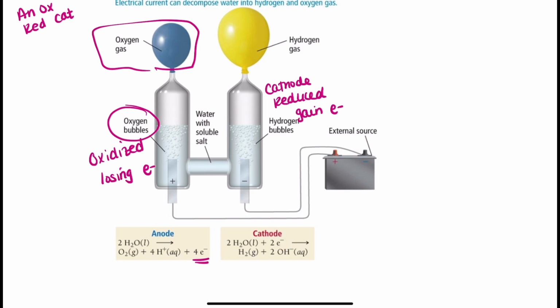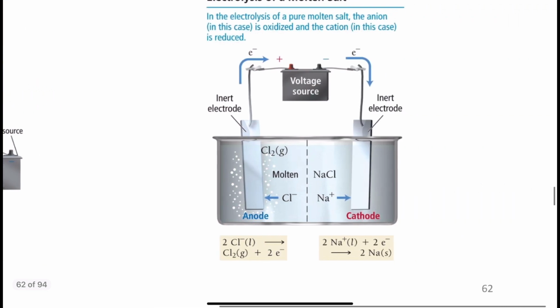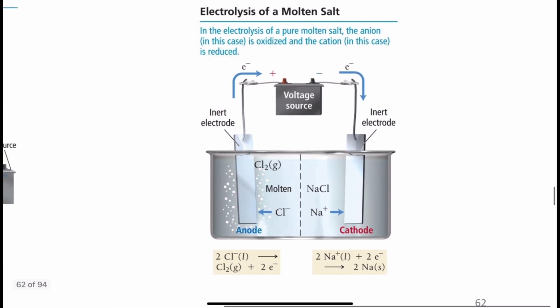2 moles of water gain 2 moles of electrons, producing H2 gas and 2 moles of OH- ions, and we are producing hydrogen gas. We are literally breaking apart water. Water's not going to break apart on its own to produce oxygen gas and hydrogen gas, but if we supply electricity, it can happen. The other example we have here is electrolysis of a molten salt.